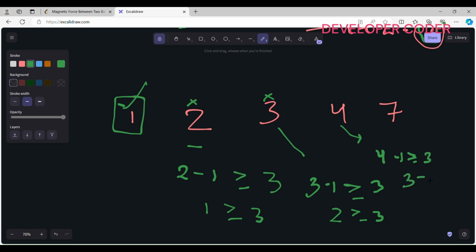3 is equal to 3, right? So I can place my ball here. Okay, so I have placed my ball here. This is done. Then after that I reach here. So here what I need to do? Now this is going to be my last position.